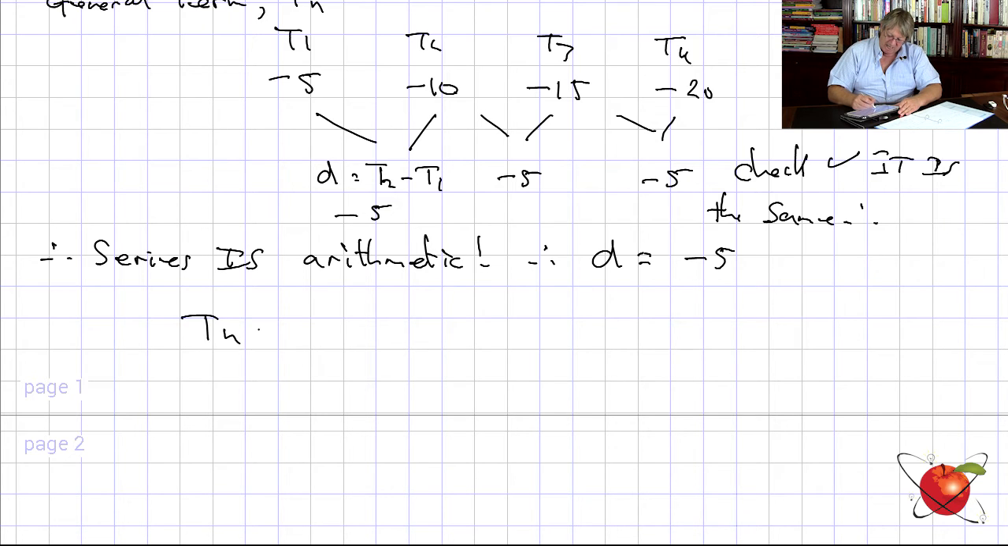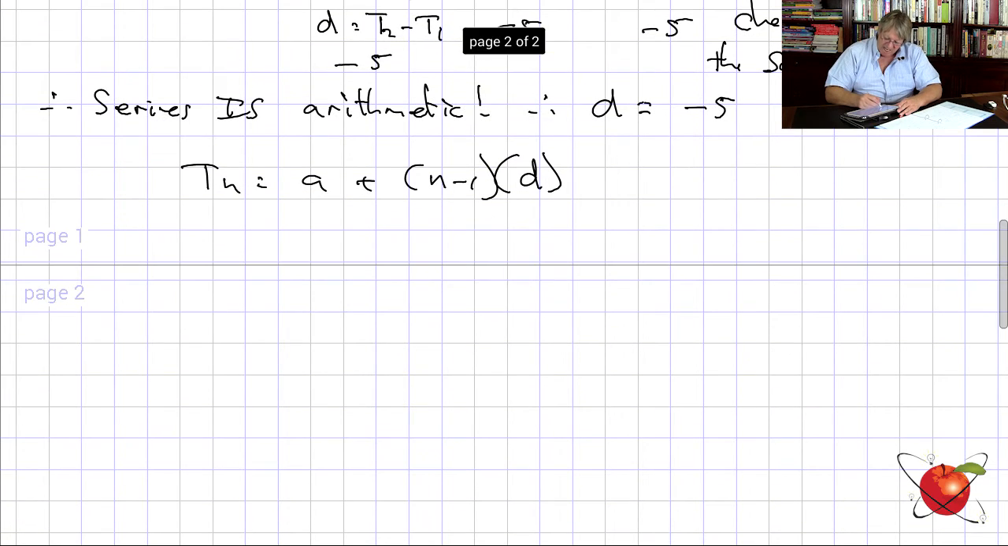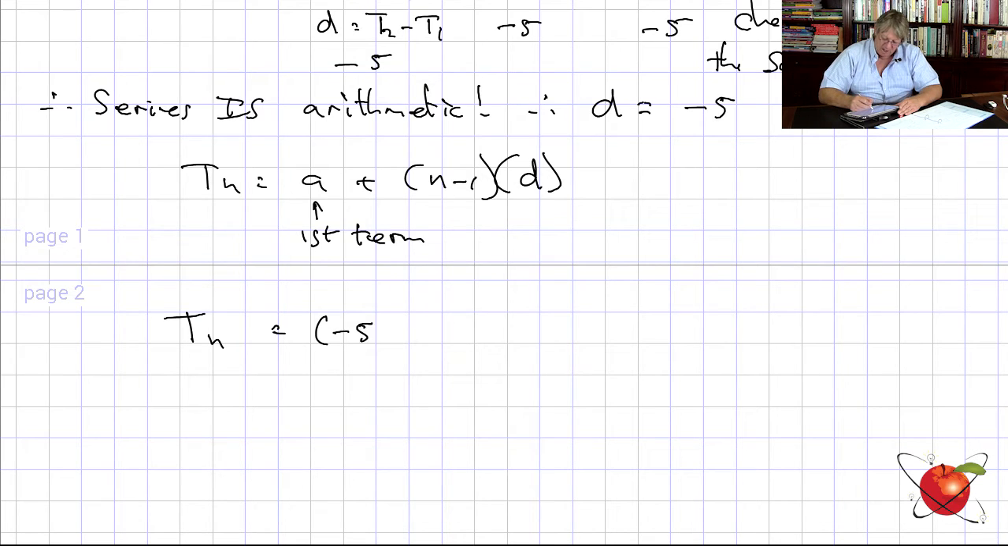Tn is equal to a plus (n minus 1) times d. Let us put in what we know, okay? Tn is what we're looking for. We're looking for the expression for the nth term, or the general expression for the series, right? A is what? A is always the first term. So if we've got a equal to the first term, in this case it is minus 5, plus (n minus 1) times d, which is minus 5. All right, so then it comes out.